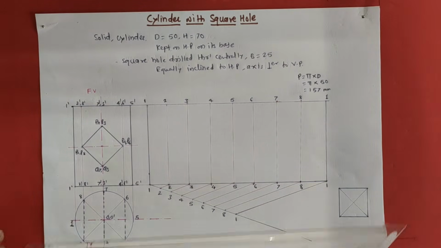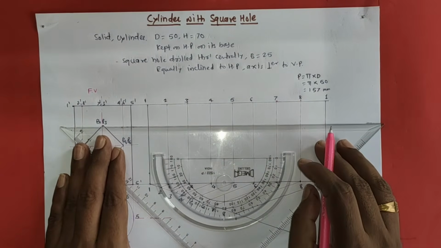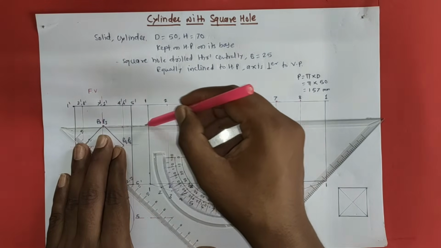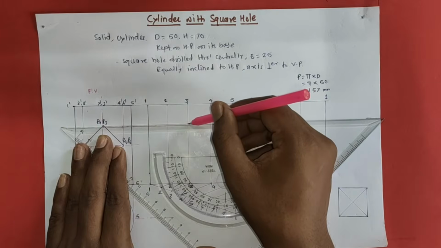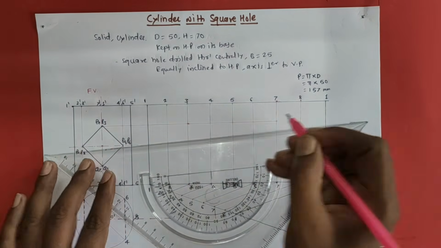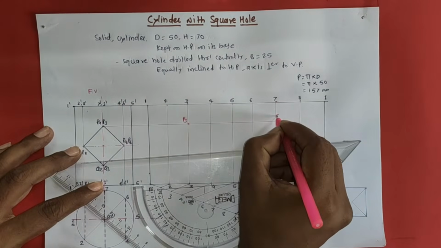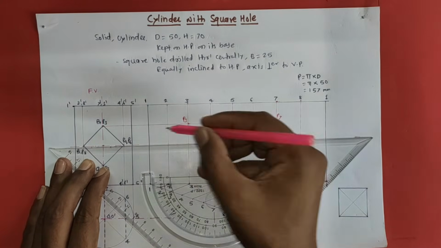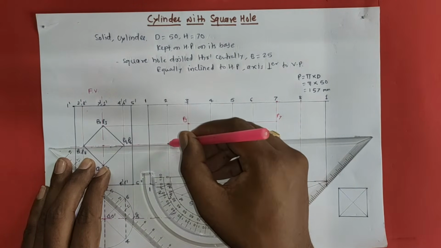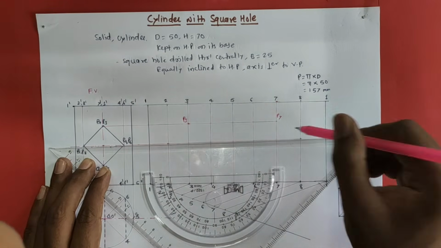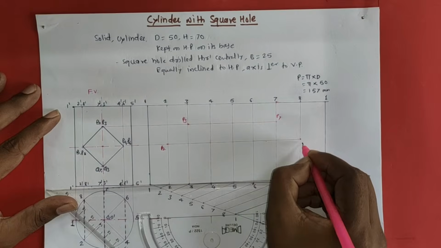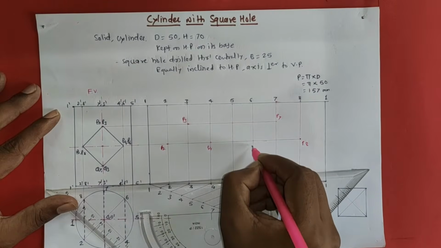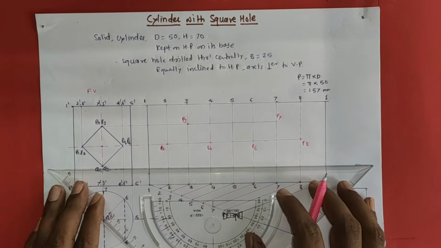Now take projections and mark the cutting points. P3 and P7 will be on the 3 line and 7 line. So I am taking it here. You will get P3 and here you will get P7. Similarly P2 and P8, transfer them. P2 will be here, P8 will be here. P4 and P6, here it will be P4, and here it is P6.